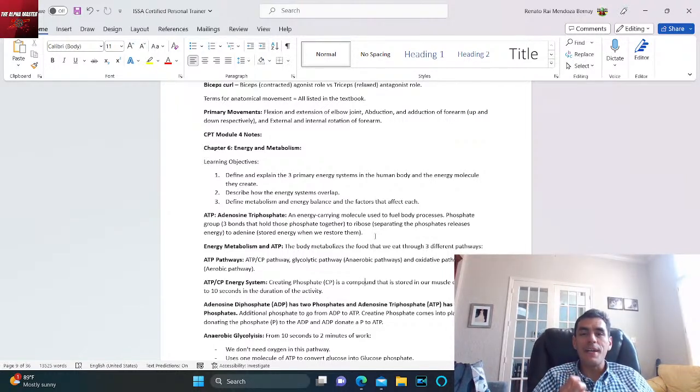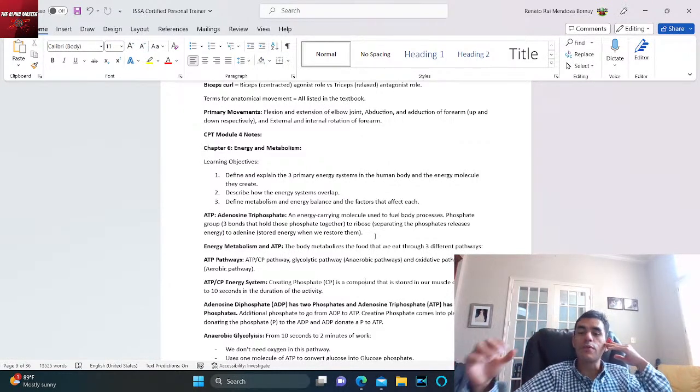The ATP-CP energy system uses creatine phosphate, the creatine that you use as pre-workout, that white powder that you use before your workouts. That's the creatine phosphate used in the ATP-CP system. Creatine phosphate, CP, is a compound that is stored in our muscle cells. It goes from 0 to 10 seconds in the duration of activity.